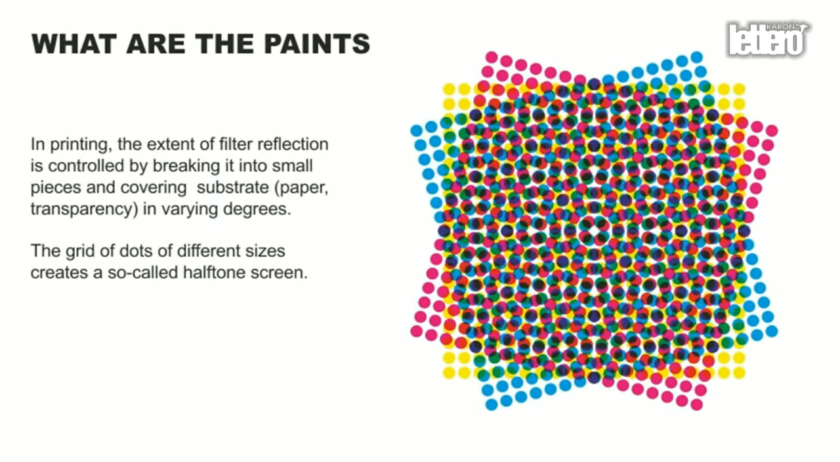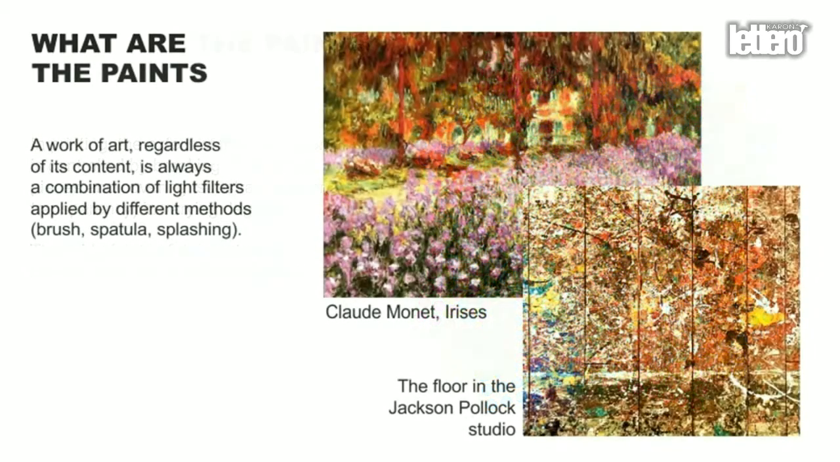In printing, the degree of filter emission is regulated by breaking the filter into smaller fragments and by covering the substrate, paper, transparency or printing foil, with it to varying degrees. The grid of different sized dots creates what is called a raster. Painting, regardless of its content, is always a combination of light filters applied using different methods: brush, spatula or splashing.